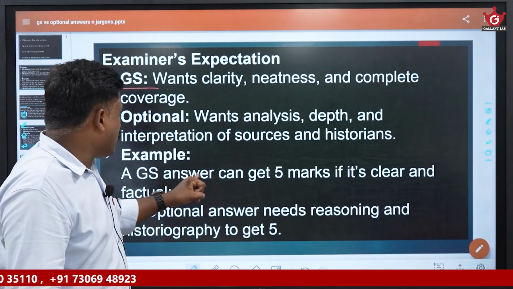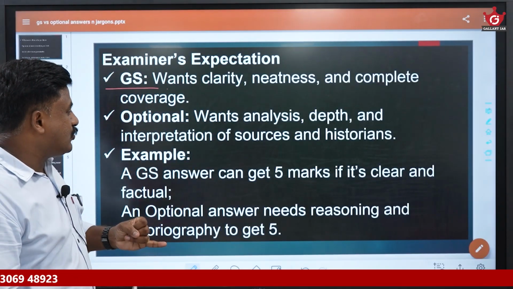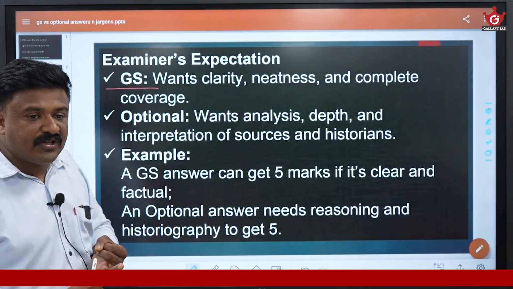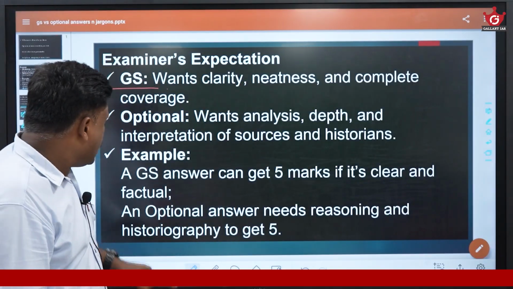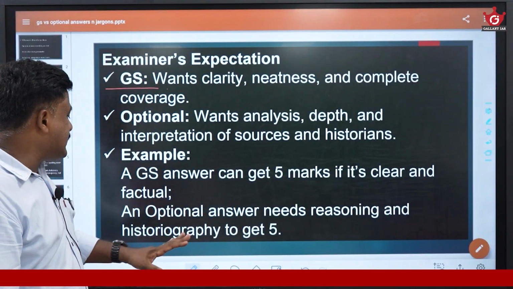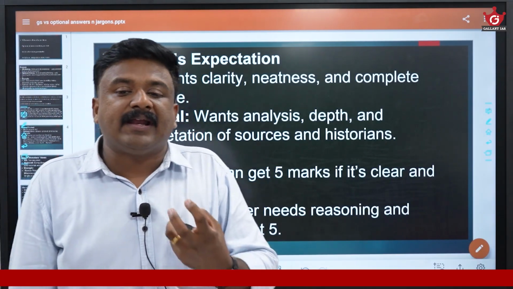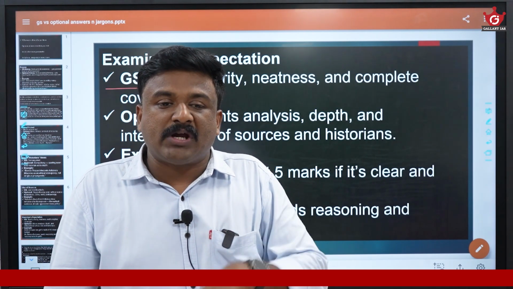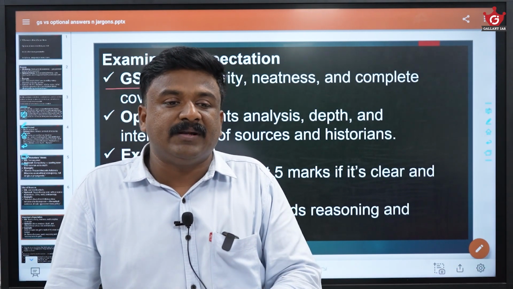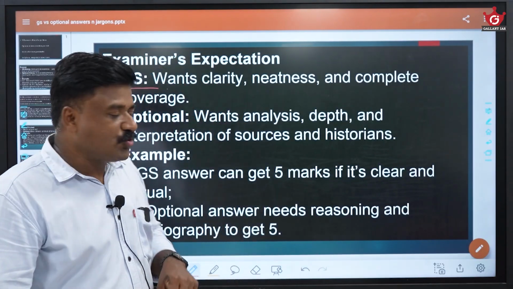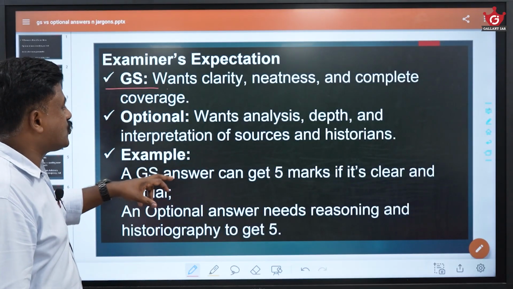In order to get to 5 out of 10, a GS answer demands clarity, neatness, or what is called complete coverage of these different parts of the question, etc. But here, optional demands reasoning and historiography, or maybe you have to deeply analyze that particular issue by substantiating your points or your arguments with evidence, examples, and historiography. You understood now? So that is the basic difference everyone has to take care of.